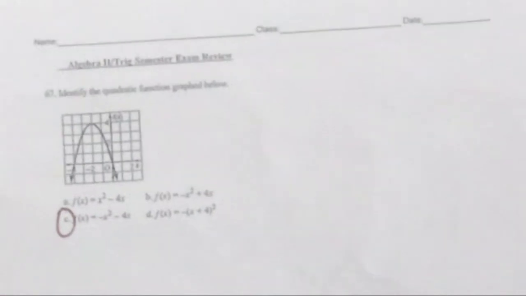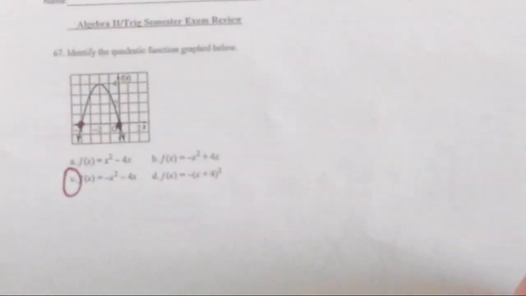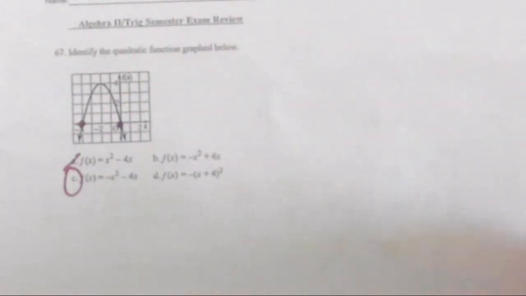So, identify the quadratic function graph below. What is the answer to number 67? C. Arturo's group gets a point. Okay, so we knew that it crossed at 0, and it crossed at -4, and we knew it was a negative parabola. So I knew it wasn't A because A has a positive leading coefficient. However, if it was flipped the other way, it would have been B instead of C.